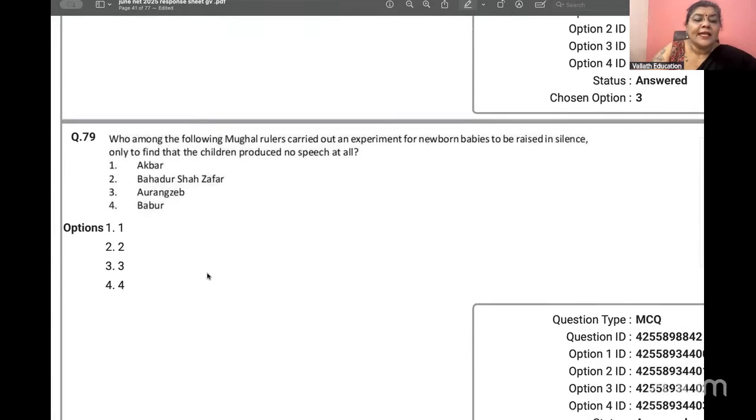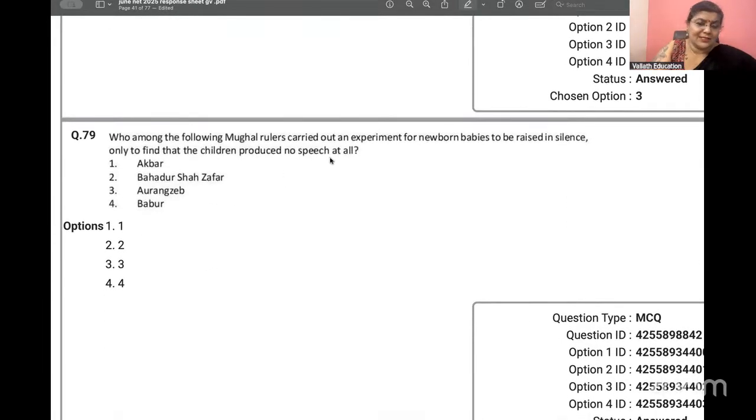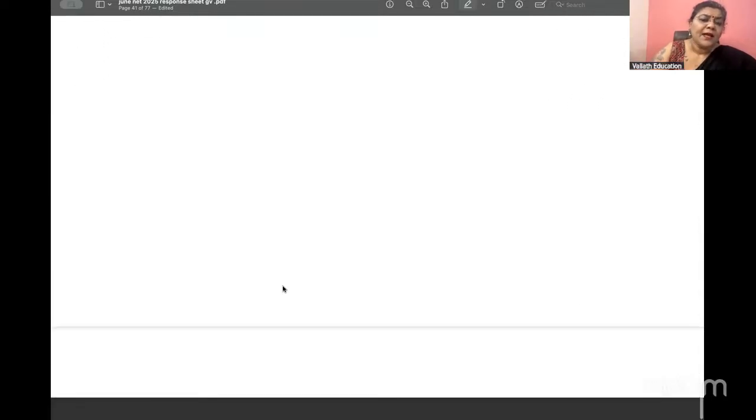Easy. Then, who among the following Mughal rulers? For me, this is easy because I will think Babur would only kill. Aurangzeb only kills. Bahadur Shah Zafar did not do anything like this. He was an idiot. Akbar was the intelligent one and he was the one interested in learning, and he must have done this. Whether it was cruel or not, you don't have to think. It's an experiment. Only Akbar would have done it, I would think. I don't know what you will think.